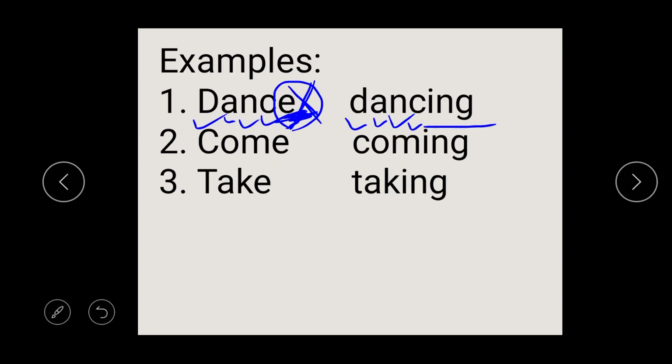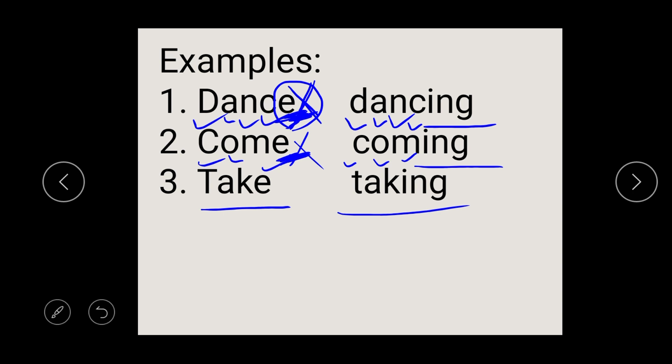Another example is come. Look at come. Come, you have the silent E at the end. Then you are going to remove the silent E and replace it with ing. So you have coming, coming. There is O, there is M, but you are going to remove the E and change it with ing. Then the next one is take. Then you change it to taking when you remove the E and put ing.